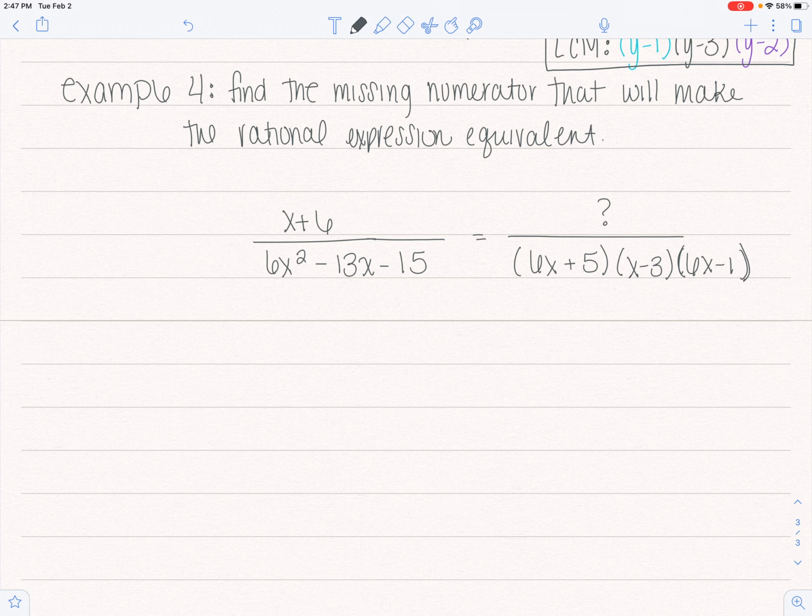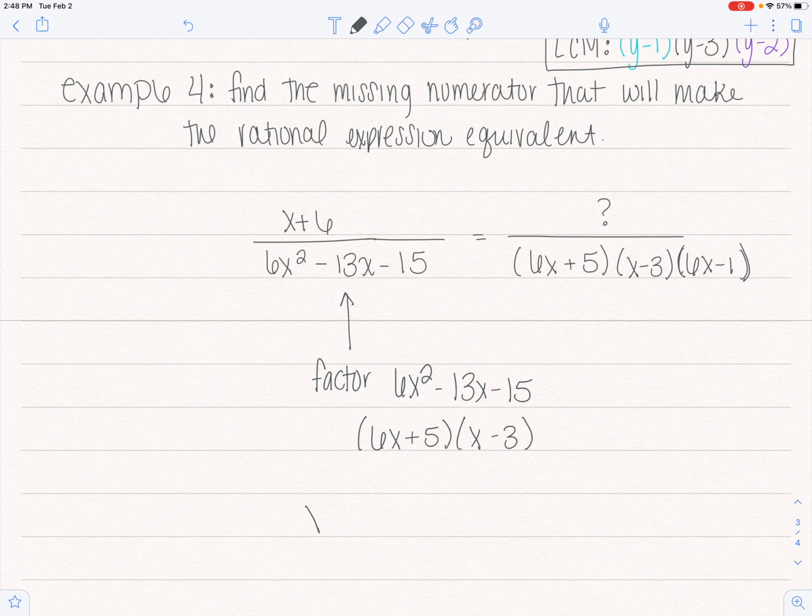Now, I'm looking at this fraction over here on the right, and I'm seeing, okay, that's already got the factored form. It's got parentheses. So what I need to do is take this denominator, and I need to factor 6x squared minus 13x minus 15. So take a second, pause the video, and I want you to factor that thing. All right, so hopefully you factored that and you got 6x plus 5 and x minus 3.